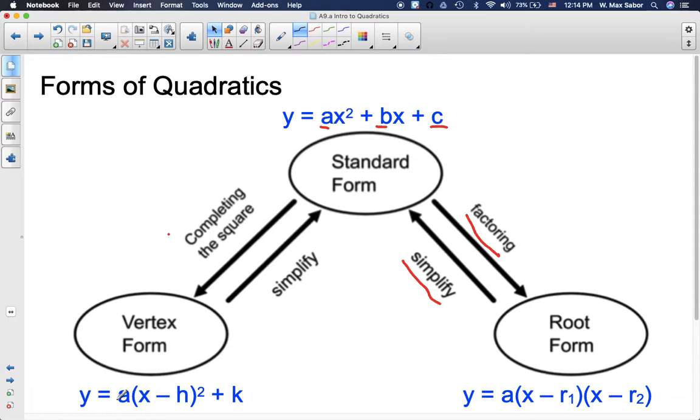You can also take vertex form, a times x minus h squared plus k, which has the vertex listed, and get back to standard form by simplifying. To go from standard form to vertex form is more complicated. Usually the method that we do is complete the square, and that is something we'll learn for the first time in this unit.